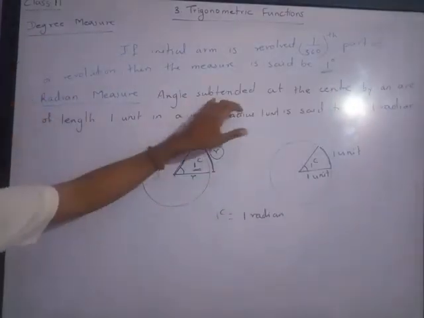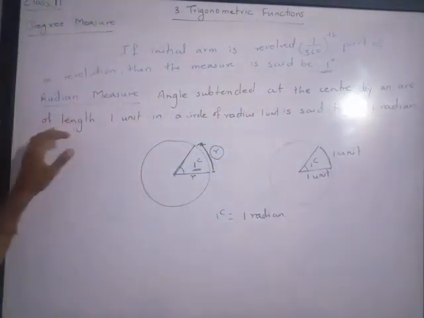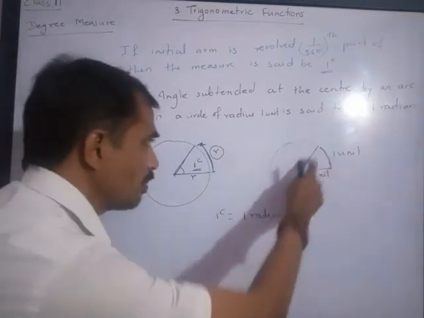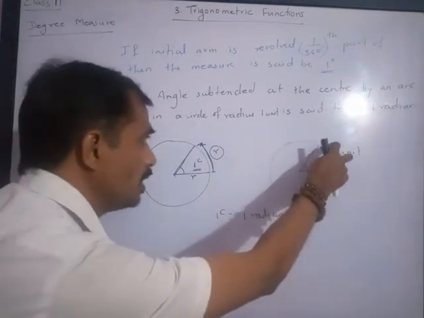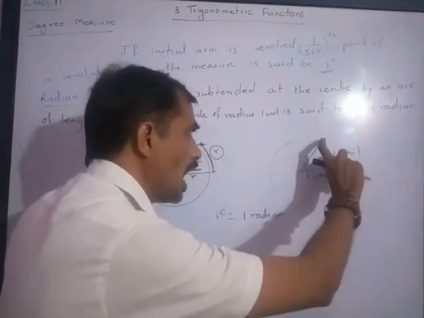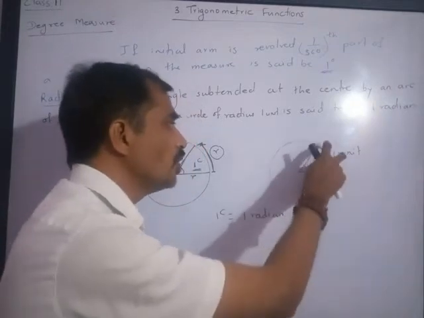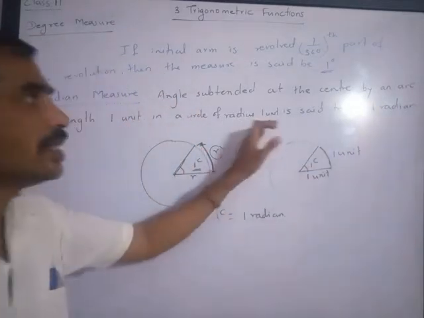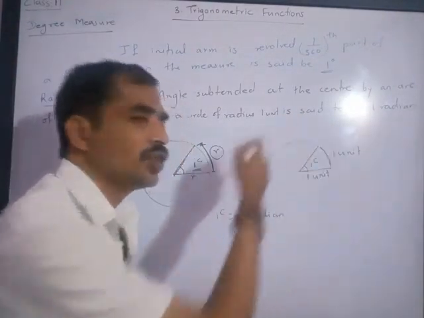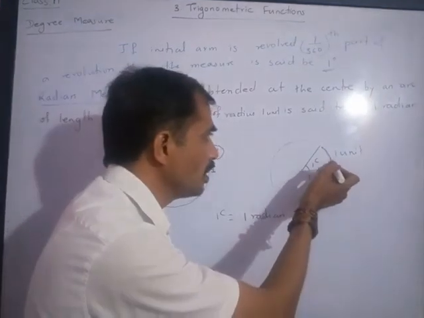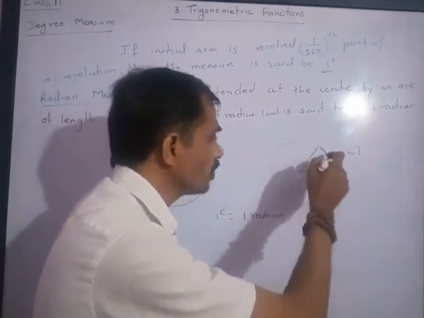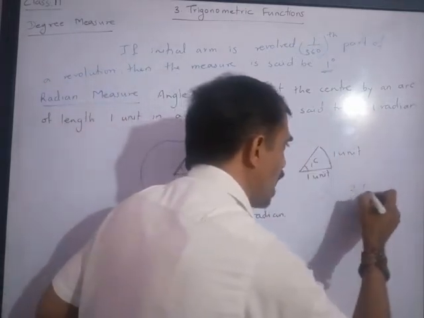Thus, the angle subtended at the center by an arc of length 1 unit. This is a circle of radius 1 unit, and the length of the arc is also 1 unit. Then the angle subtended at the center is said to be 1 radian. Please note, we have already studied that the circumference of the circle is 2 pi r. So the total circumference of this circle will be 2 pi r.